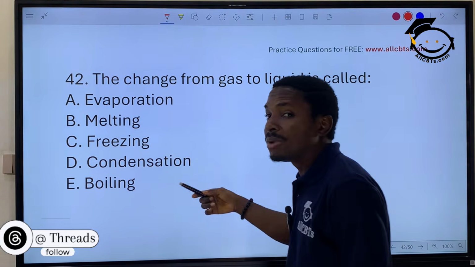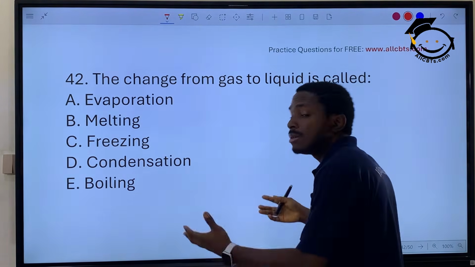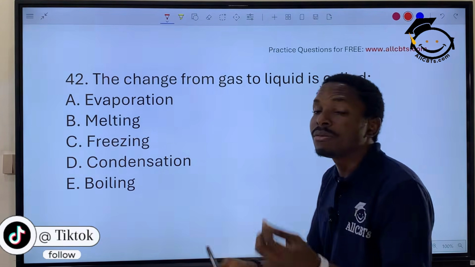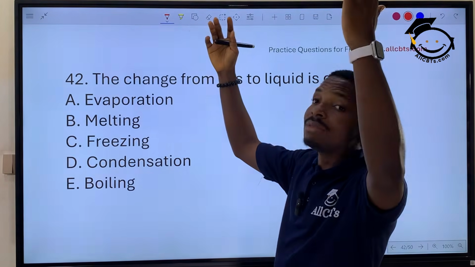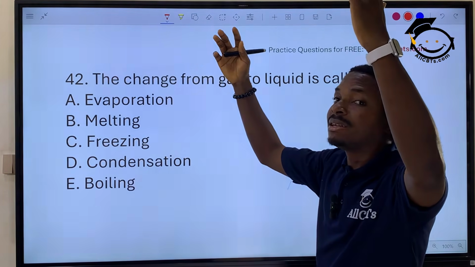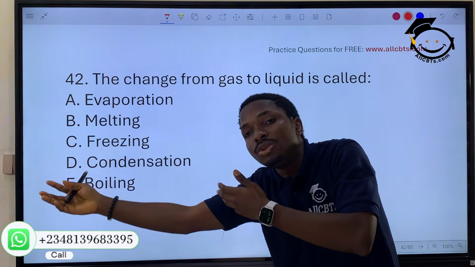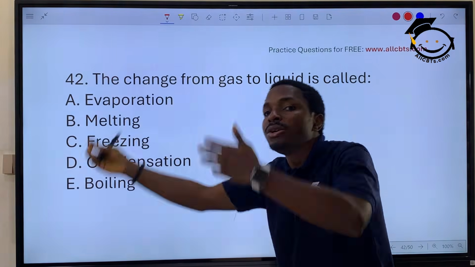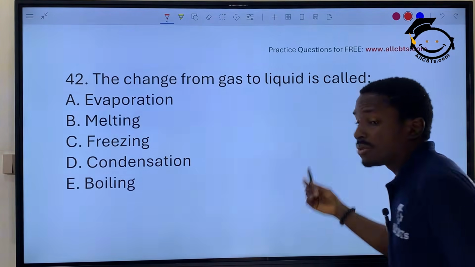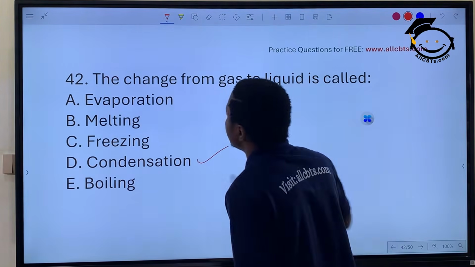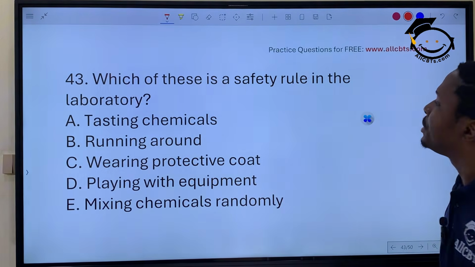So the change from gas to liquid is what? Condensation. Remember, I said it before. When droplets of water vapor is taken into the atmosphere, okay, gas, and then it changes to water. It condenses into little droplets of water, which later comes to the air in the process of transpiration. So that's what condensation is.